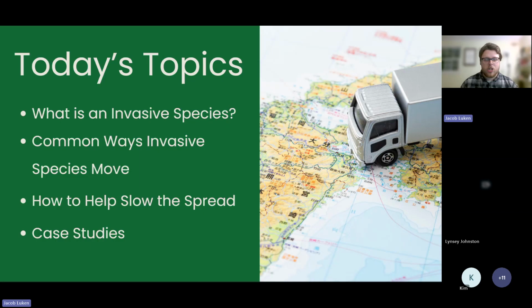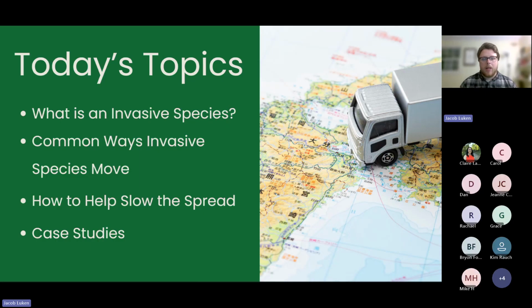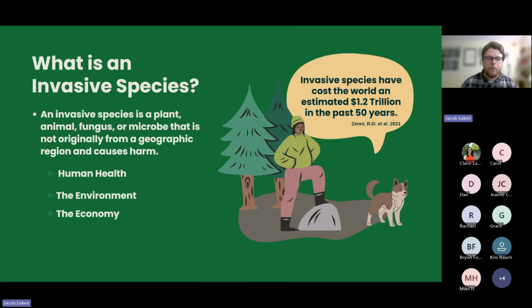We're going to start with the foundation of what is an invasive species. We're going to talk about some common ways invasive species move, how to help slow the spread, and we'll also get into a couple of case studies as well. So, what is an invasive species?